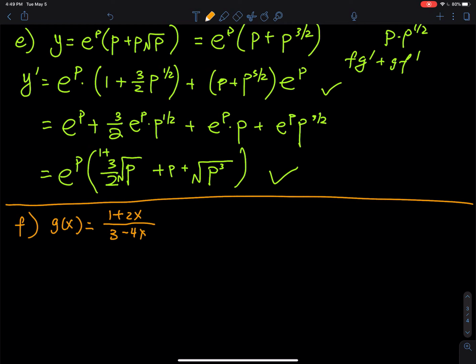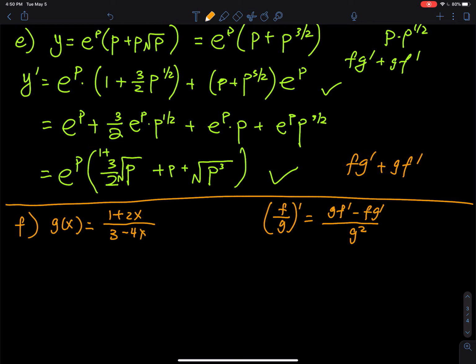What is the quotient rule? The quotient rule is you have one function divided by another function. The top is f, the bottom is g. So you have g f prime minus f g prime divided by g squared. The product rule is f g prime plus g f prime, right? So the quotient rule continues with the g f prime. So you have g f prime minus f g prime divided by g squared.